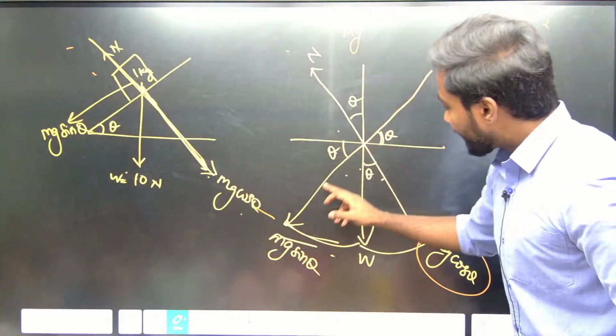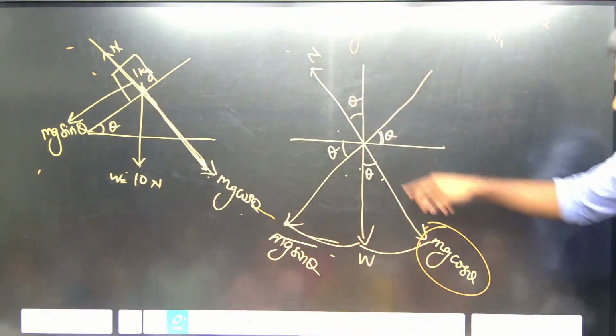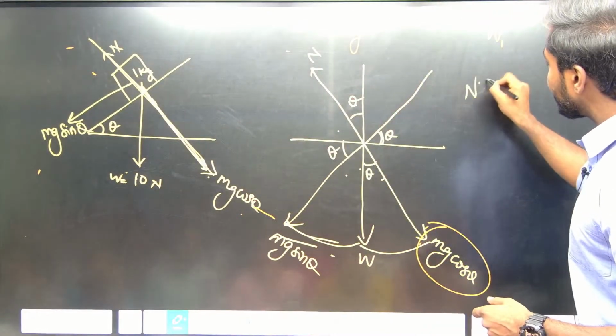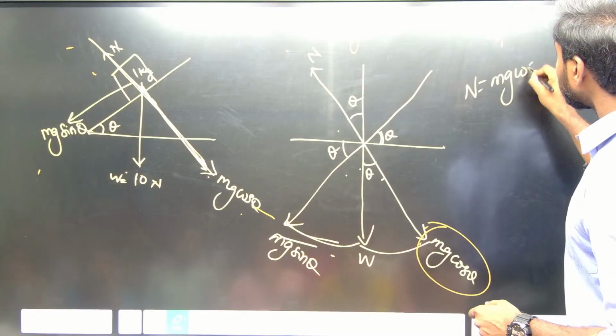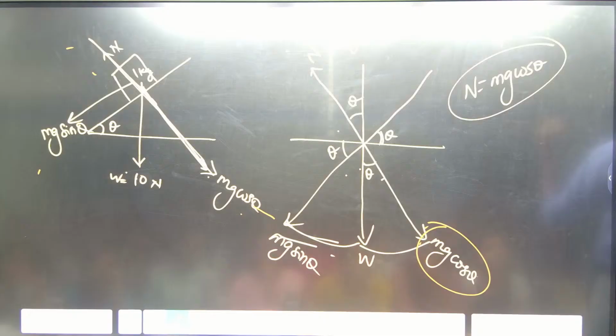If I draw this diagram exactly like this, it comes out like this, right? If I draw this one like this, am I getting this one? Now can I say N is equal to mg cos theta? Can I say mg cos theta now? Any doubts here? Any doubts?